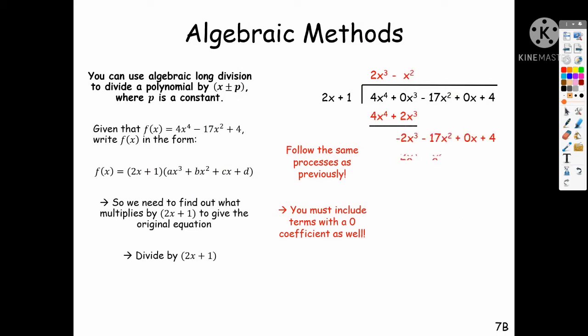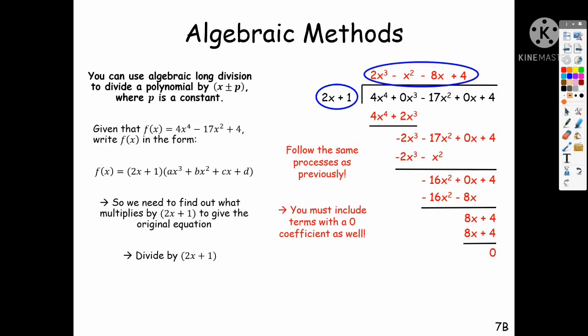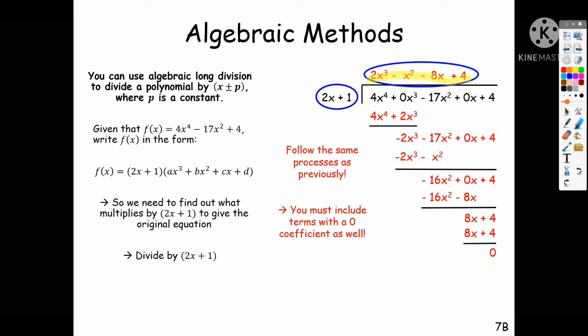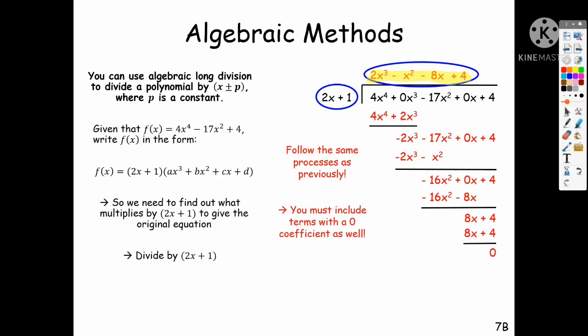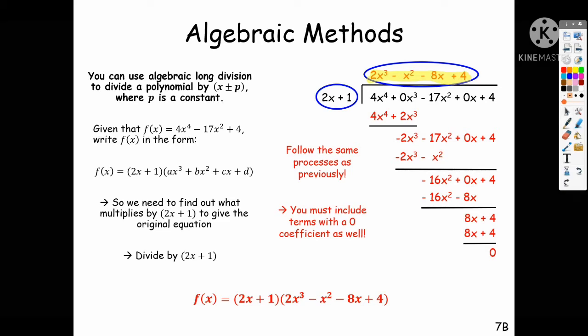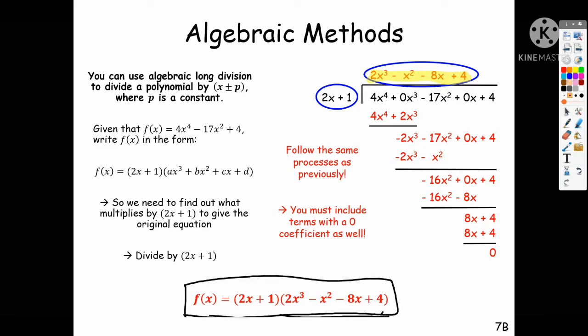So hopefully, if you've paused the video and had a go, you should have got the same answer as me. You'll end up with that lovely cubic, which is circled in blue there, and I will highlight it as well. There you go, so that's the answer. f of x is (2x plus 1)(2x cubed minus x squared minus 8x plus 4). Always finish the question. I've seen students who do the lovely division, it's absolutely fantastic, but they forget to include the final part, and they lose the marks for it. You must make sure that you finish the question off.